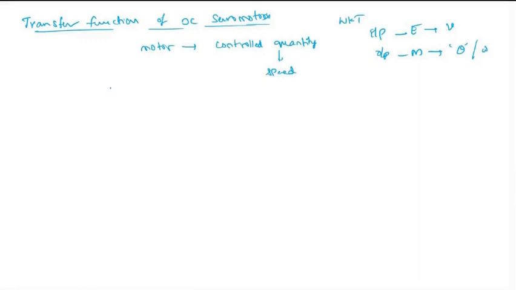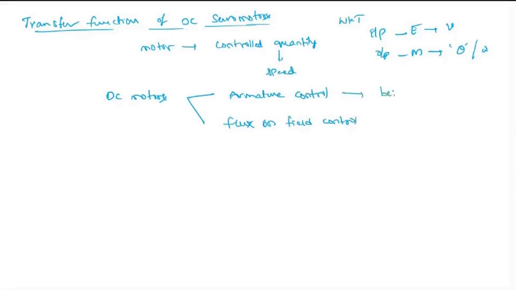For DC motors or DC servo motors, we have two types of speed control. One is armature control, and one more is flux control or field control. Armature control is used to get below rated speeds. If you want to run the machine below rated speed, you will use armature control. If you want to run it above rated speed, you will use the field control method.